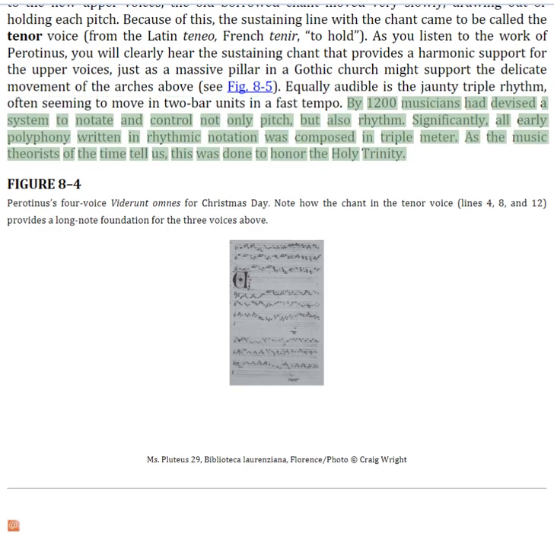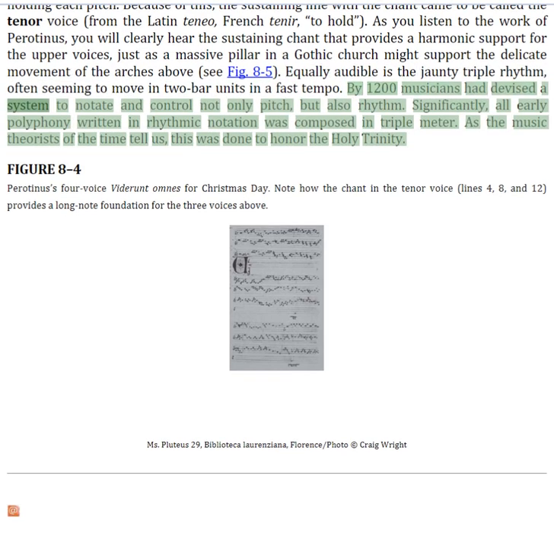Equally audible is the jaunty triple rhythm, often seeming to move in 2-bar units in a fast tempo. By 1200 musicians had devised a system to notate and control not only pitch, but also rhythm. Significantly, all early polyphony written in rhythmic notation was composed in triple meter, as the music theorists of the time tell us. This was done to honor the Holy Trinity.